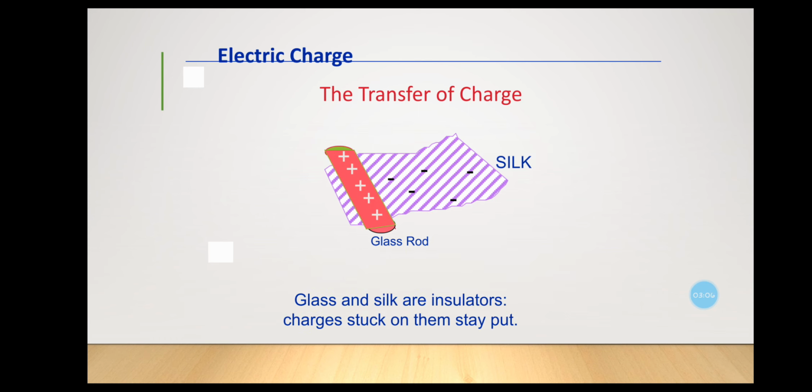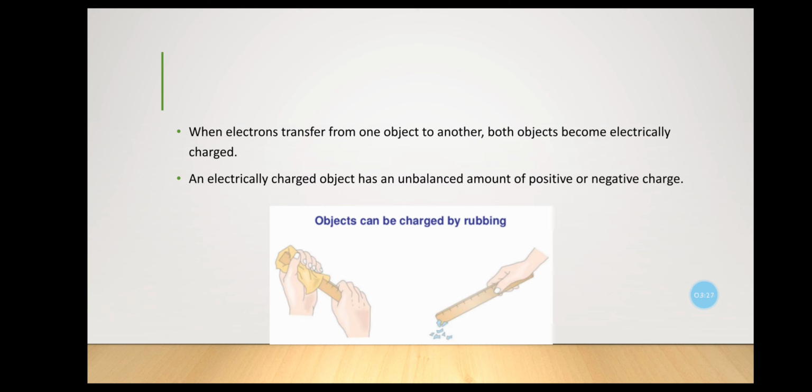Glass and silk are insulators. Charges stuck on them stay put. We're going to see more about insulators later on. The important thing you should know is that I had two objects that were neutral, and after I rubbed them together, both of them are electrically charged. When electrons transfer from one object to another, both objects become electrically charged.